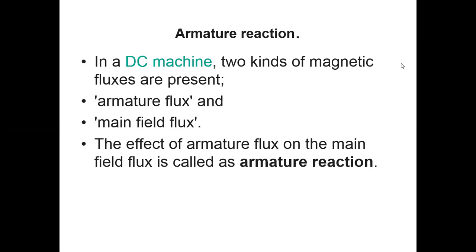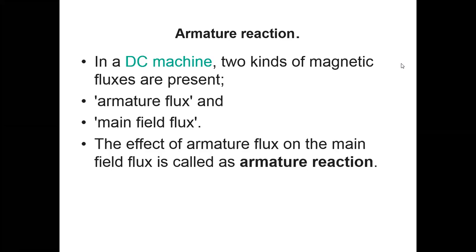The effect of the magnetic field set up by the armature current on the distribution of flux under the main poles of a DC generator is known as armature reaction. Main poles are there to produce main flux, whereas armature conductors produce armature flux. The effect of armature flux is that the main field flux will be affected.